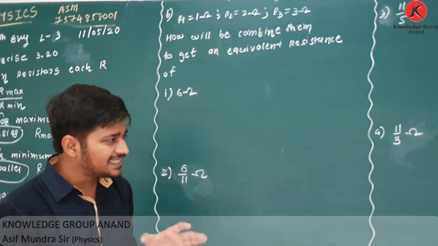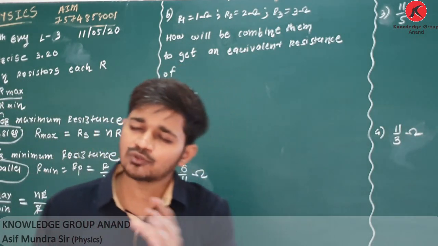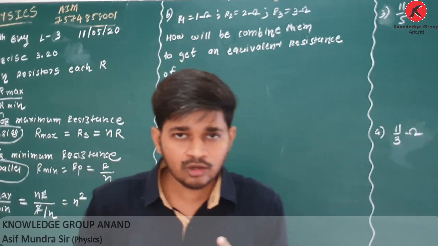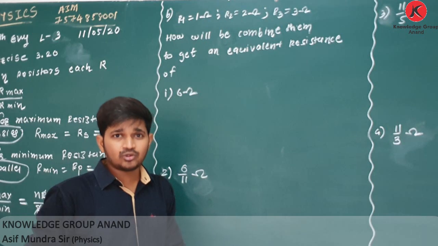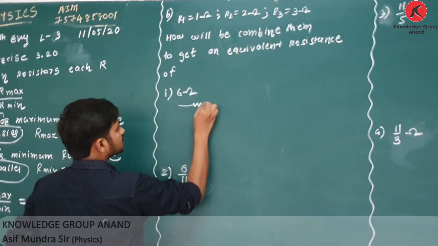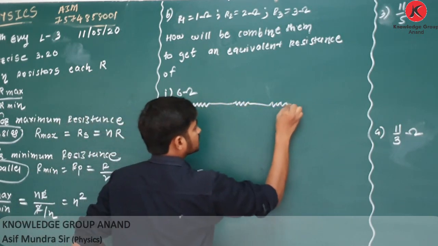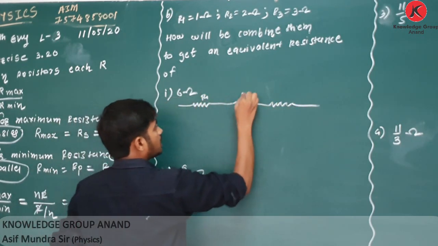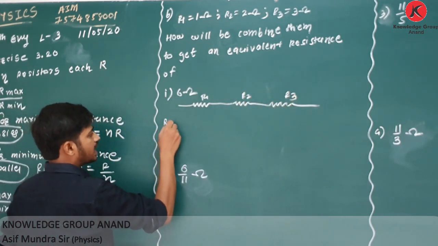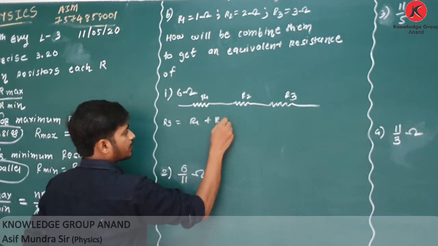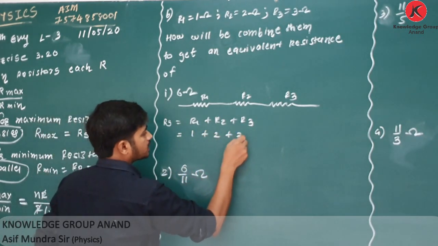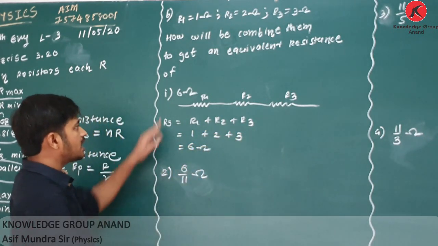Whenever there is a connection of resistors, first of all we will think series and parallel. First we have to take a possibility and check whether it is right or wrong. If I take 3 resistors in series connection, R1, R2 and R3, what is the equivalent resistance? Rs is equal to R1 plus R2 plus R3, which is 1 plus 2 plus 3, equal to 6 ohm. So yes, I get my answer.